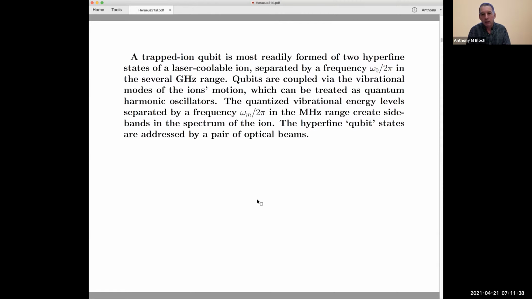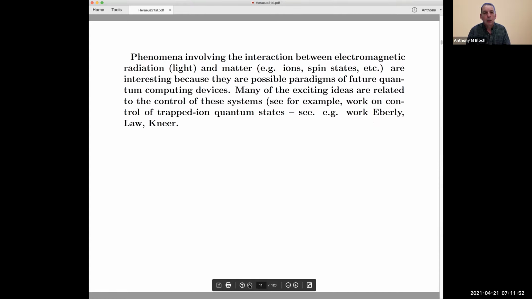And the way you do that is basically by a pair of optical beams. So in this case, you have a quantum system which you're addressing by a pair of optical beams. So you have two controls for this coupled harmonic oscillator spin system. And of course, there's been a lot of work on this, and I'm sure many of you are more expert on some of this than I am. But anyway, there are many exciting ideas related to the control of these systems.